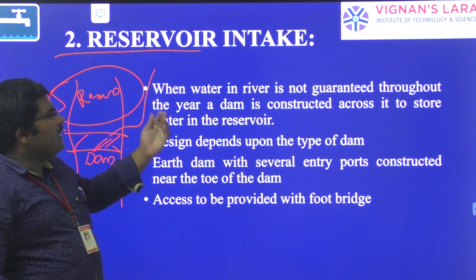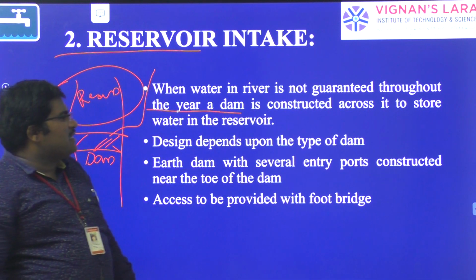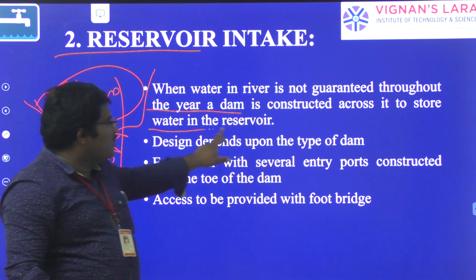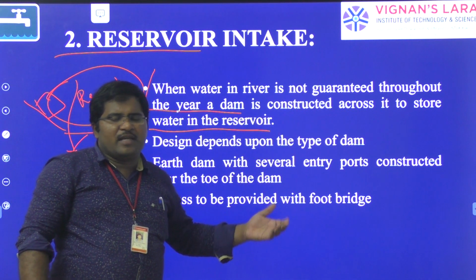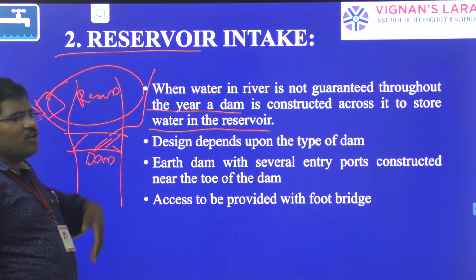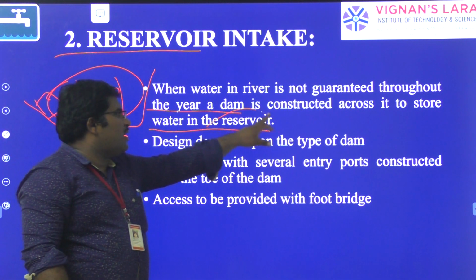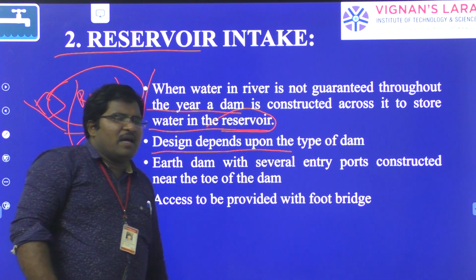When water in a river is not guaranteed throughout the year, a dam is constructed across it to store the water in the reservoir. If water is not available throughout the year, we are going to construct the dam like this, then we can store the water. From there we are going to collect the water. That thing is called reservoir, right? So its design depends upon the type of dam, right?